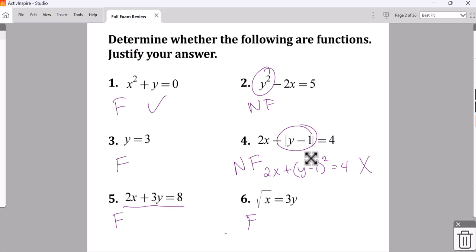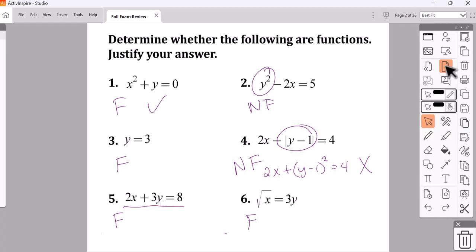the y being inside of either of those things is going to cause a problem for us, because now that graph is turned sideways. So now instead of it being a quadratic function, a U shape, or a V shape for our absolute value, now it's sideways, and we won't pass the vertical line test. And then same thing on this one, the y is being squared. So both of these would not be considered functions.